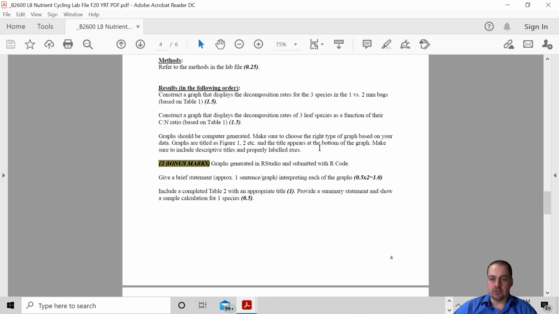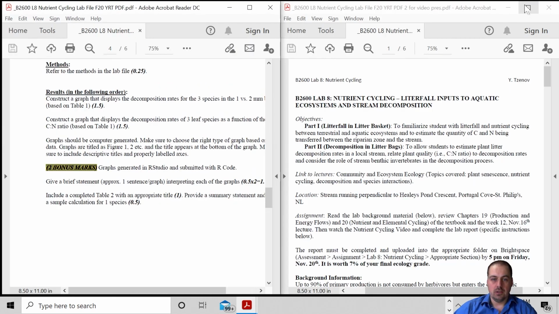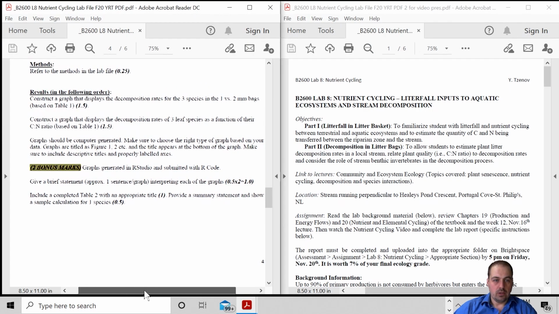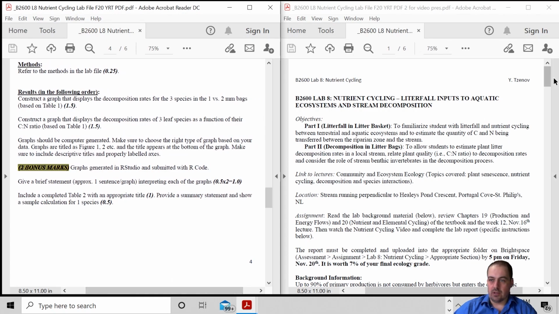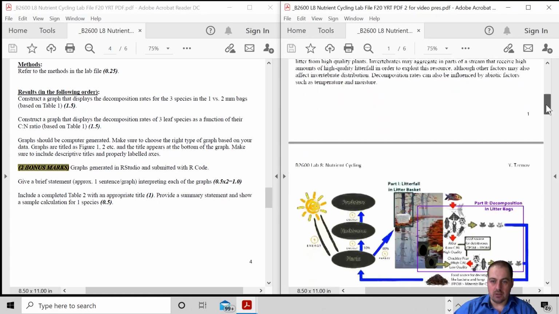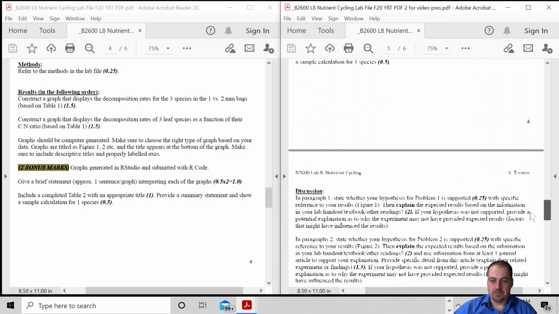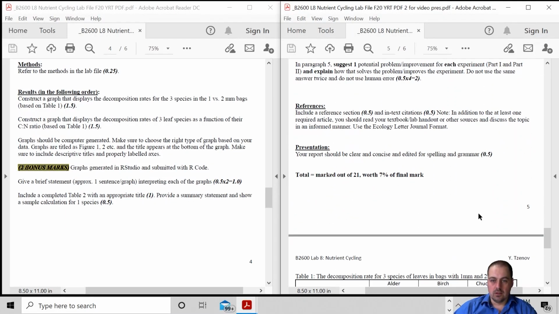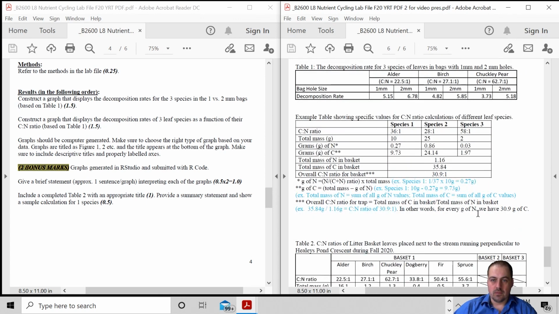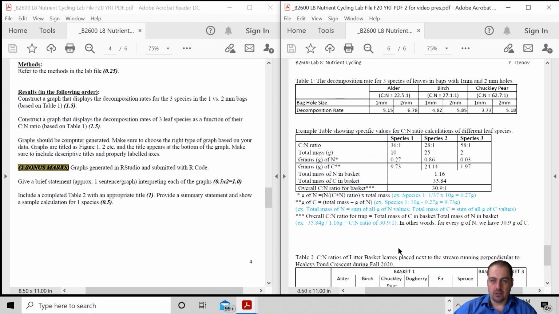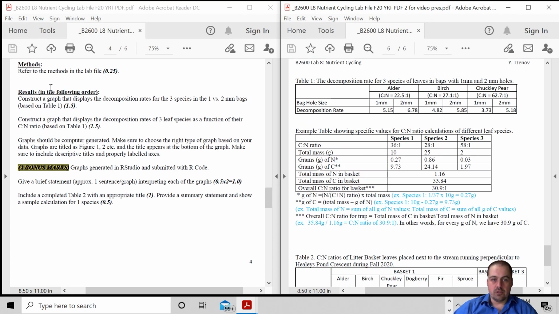For your results, I'm going to go into a bit more detail. So I'm just going to show two of these lab files side by side so I can talk about different things at the same time. So your data is essentially in two tables, table 1 and table 2 down here. For your results, you're going to use table 1 up here to make two graphs.